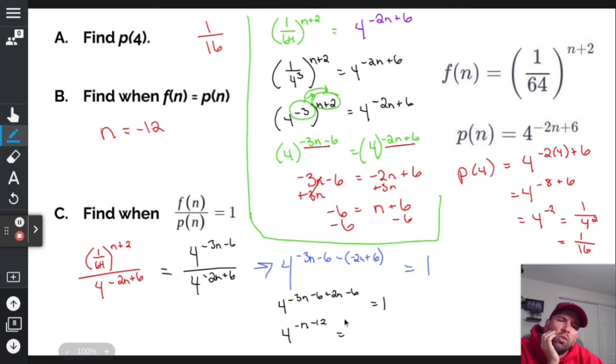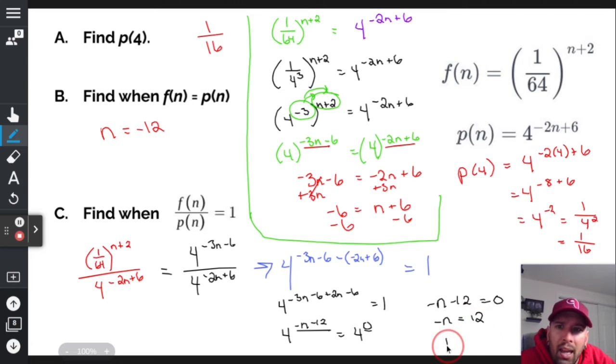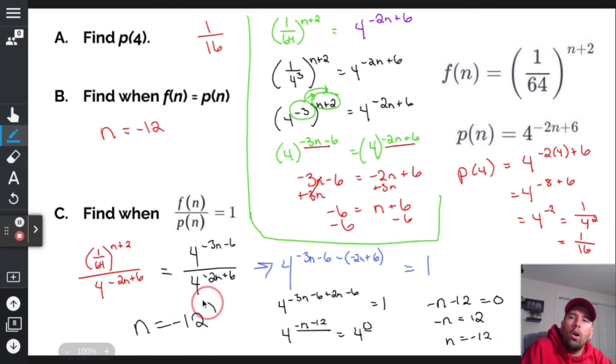If only that was equals 4 to the something power, then I can do what we did here. Wait a minute. 4 to the 0th power is 1. Oh, I can. And now that I have 4 to the stuff equals 4 to the stuff, then this stuff equals this stuff. And negative n minus 12 equals 0. And then you add 12 and negative n equals 12, and n equals negative 12 once again. Look at that. Oh, it all makes sense.